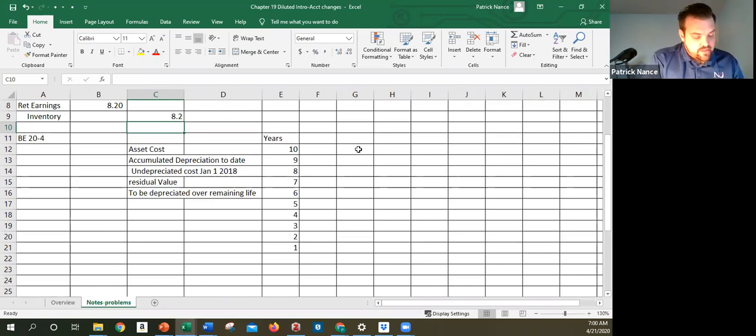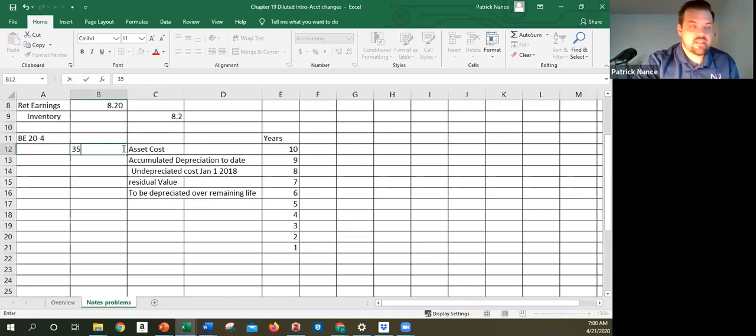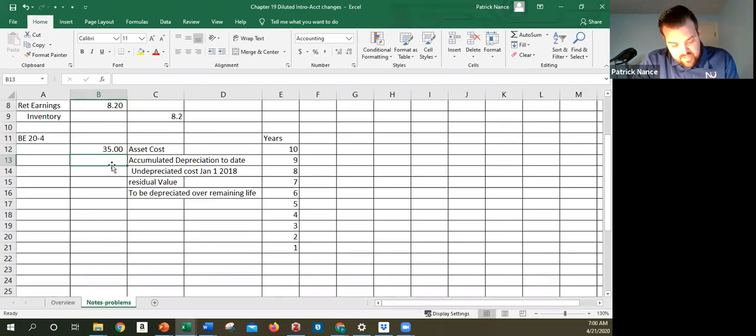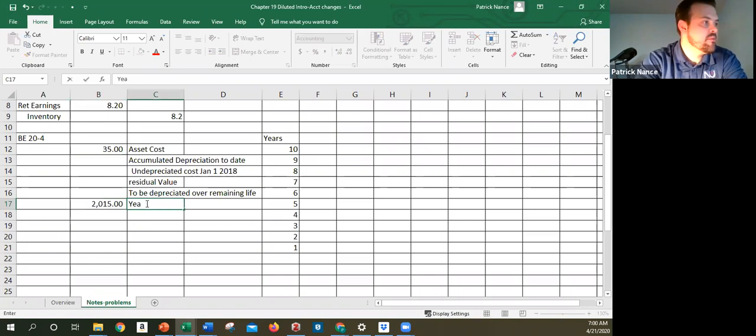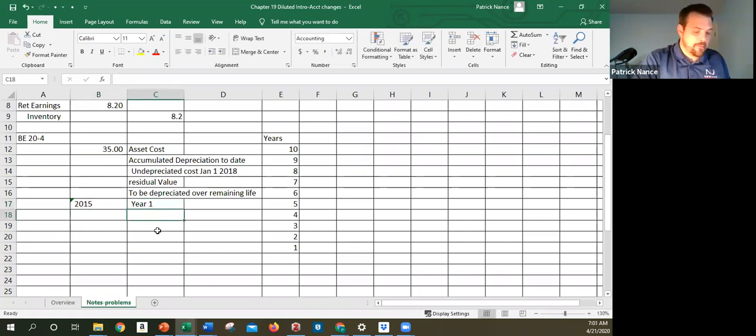So Irwin Incorporated constructed a machine at a total cost of $35 million. So $35 million is the asset cost. Construction was completed at the end of 2014. The machine was placed in service beginning 2015. Okay, so it's good to know. So 2015 was the first year, year one. The machine was being depreciated over a 10-year useful life with sum of the year's digits.